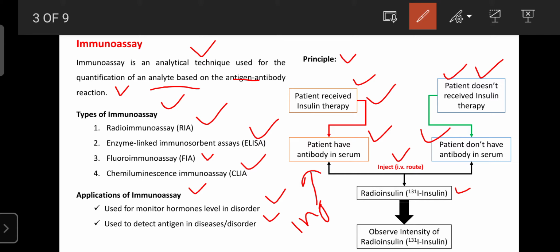Then after some time, we can monitor how much radioligand insulin is present, because through the IV route 100% of this radio insulin, that is the I insulin, enters into the serum or the blood. If the patient has received insulin therapy, then definitely its intensity decreases, because these antibodies can react with this insulin and replace the antigens from the insulin antibodies.